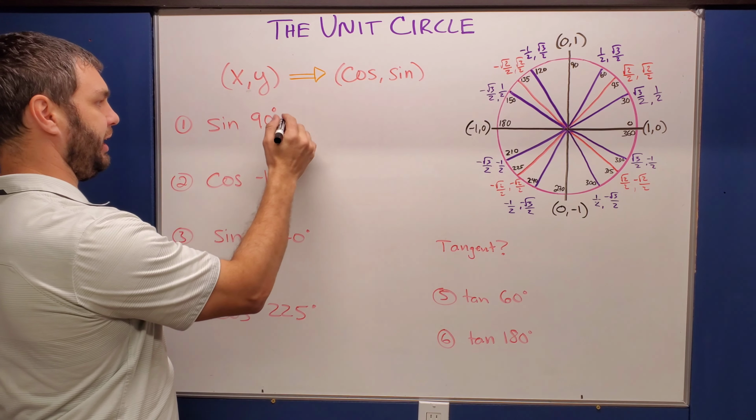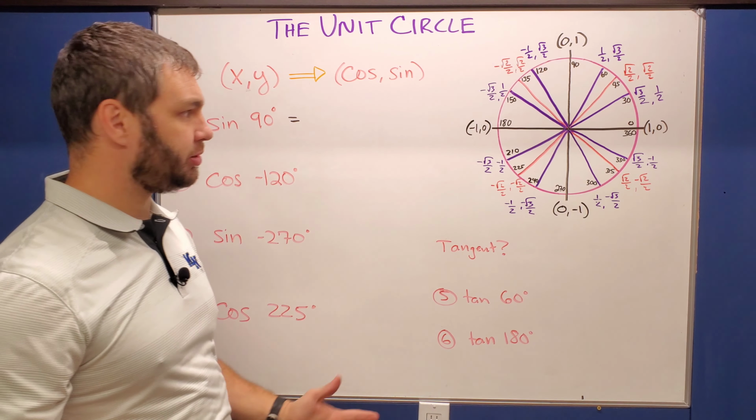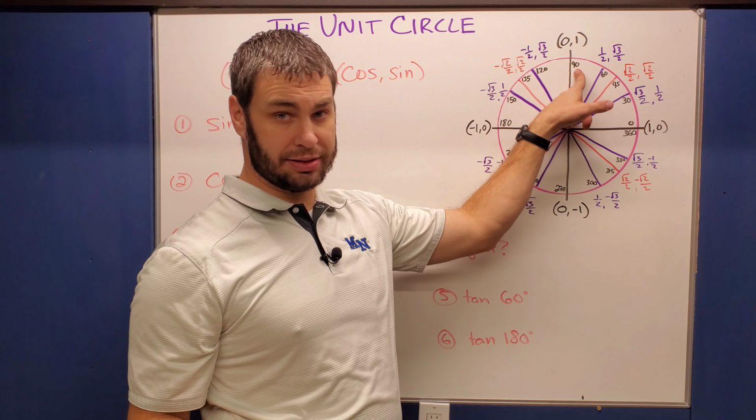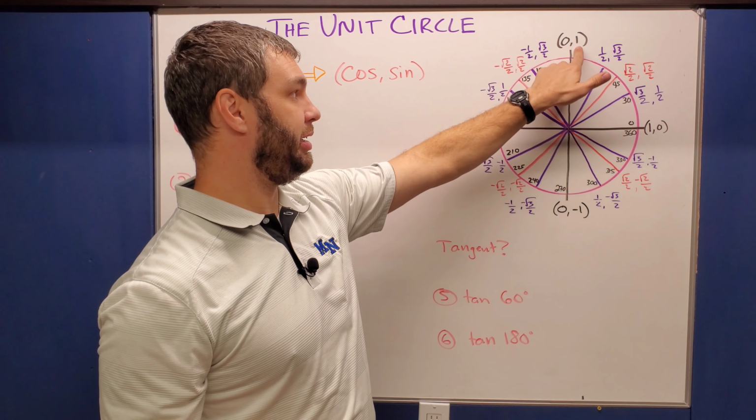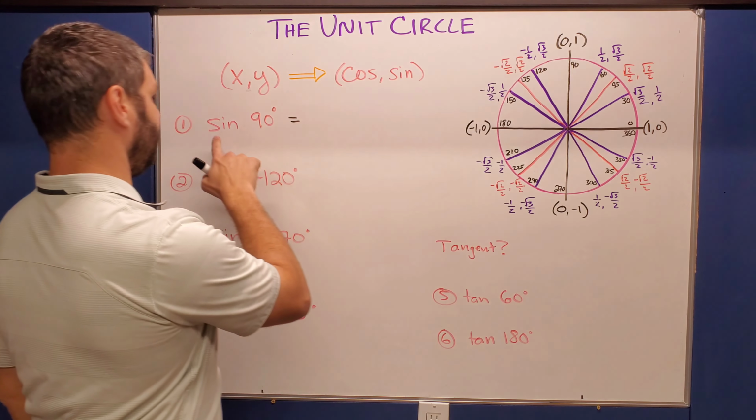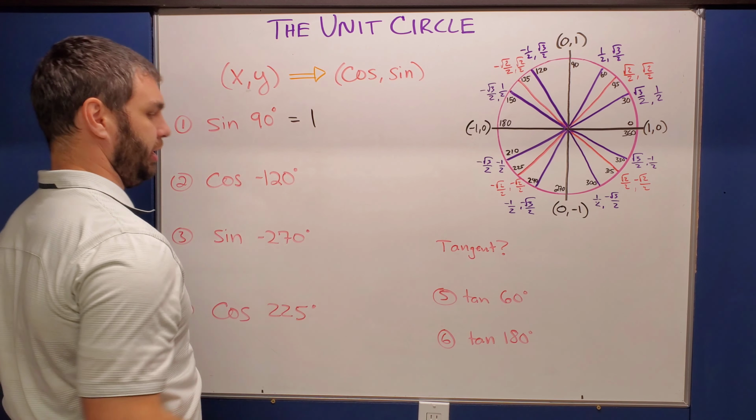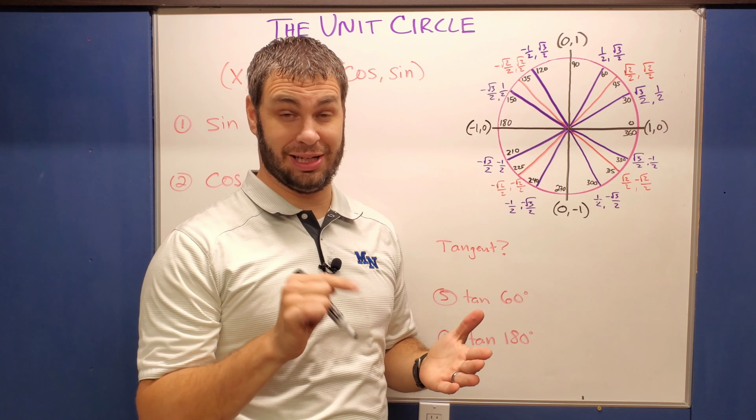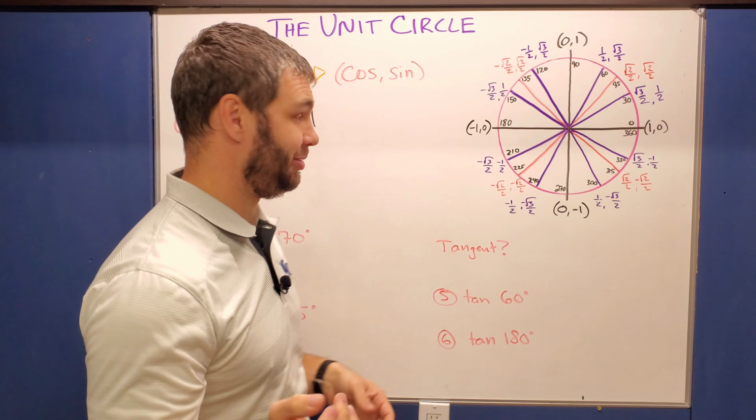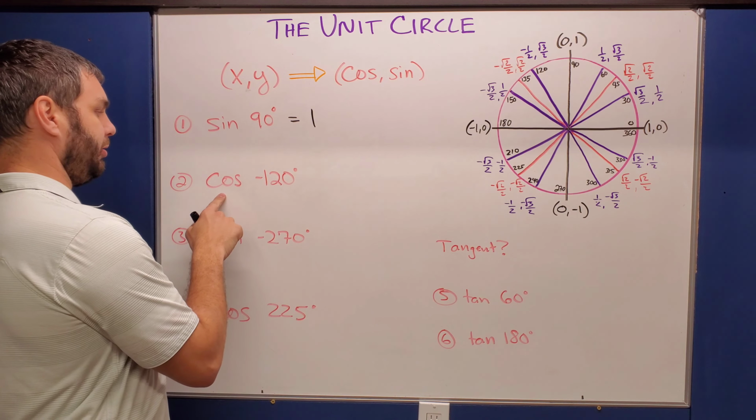So sine of 90, what does that equal? First off, we need to find 90 degrees, which is up here at the top. And remember, it goes cosine, sine. So sine is going to be the 1. So over here, you can say sine of 90 is 1. And this actually works out too. If you have a calculator, you type in sine of 90, hit enter, the answer is 1. Okay.